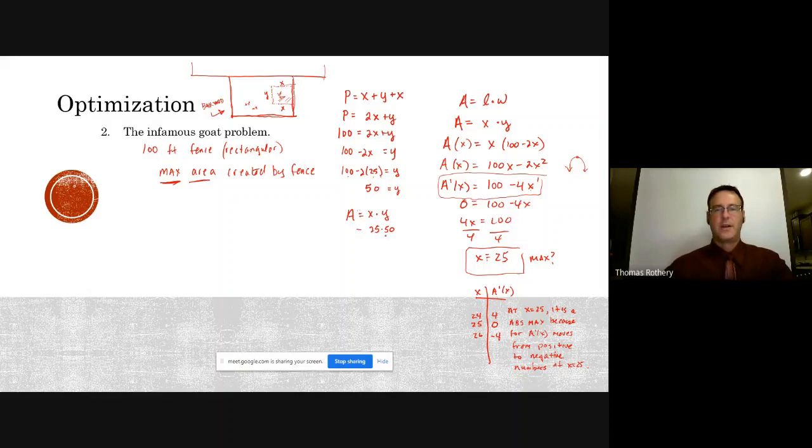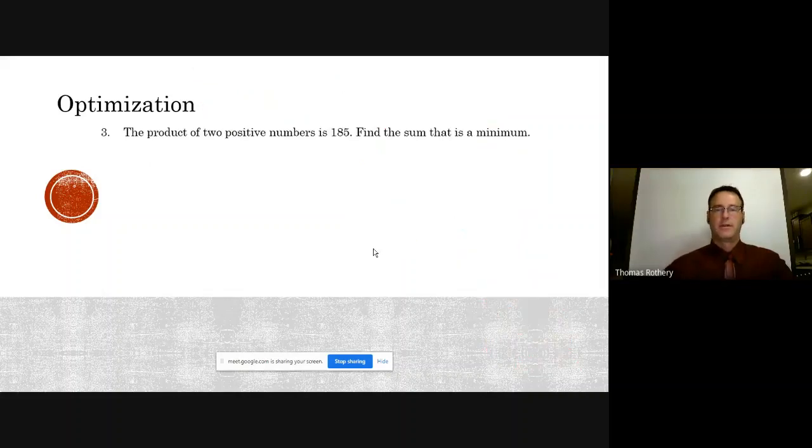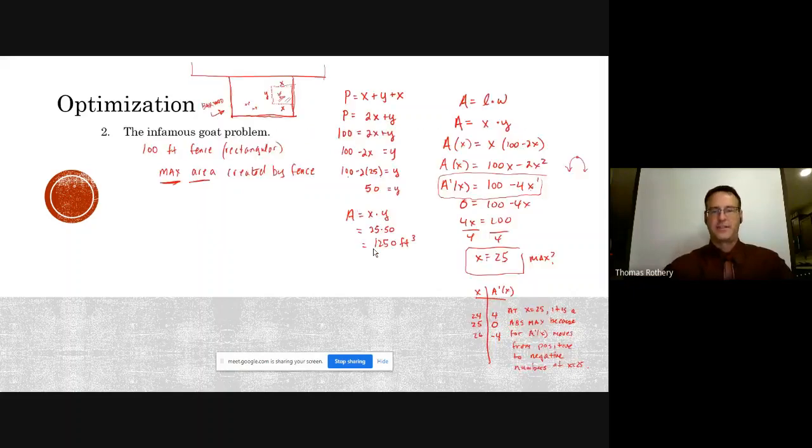All right, and then finally, if we multiply those together, you get 1250 feet cubed. There you go. Sorry, I did that one a little fast, but that's the maximum area which they asked.